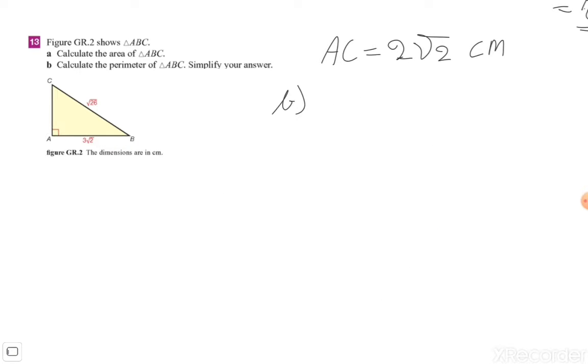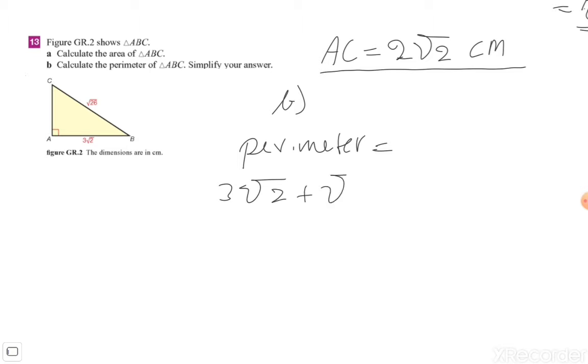For question B, we already know that AC is 2 square root 2, because we need to calculate the perimeter of triangle ABC, and very important is to simplify your answer. Now, the perimeter of triangle ABC is equal with 3 square root 2 plus the square root of 26 plus 2 square root 2.